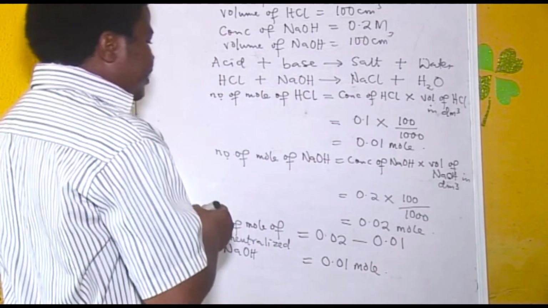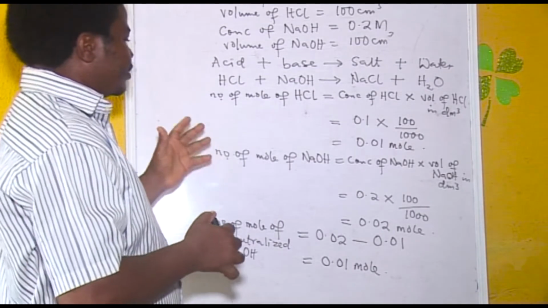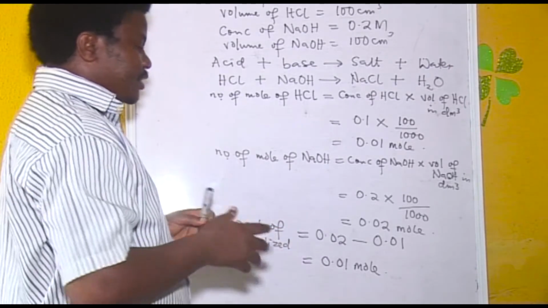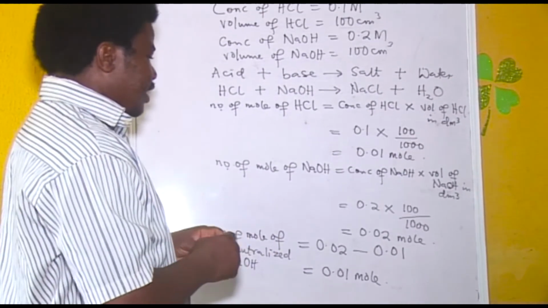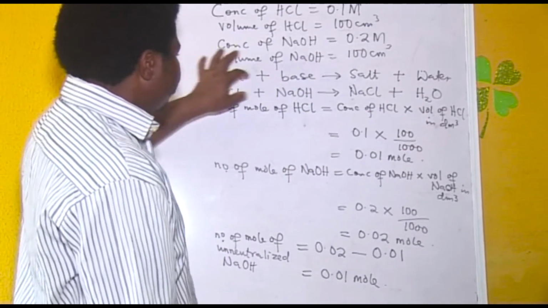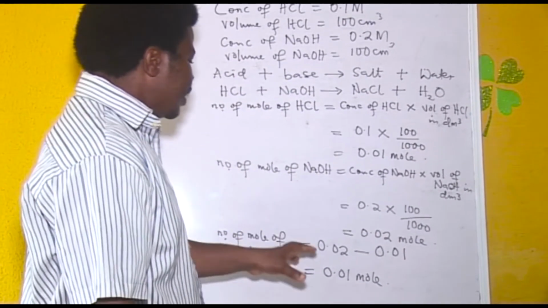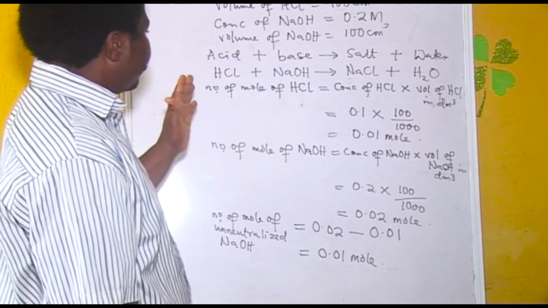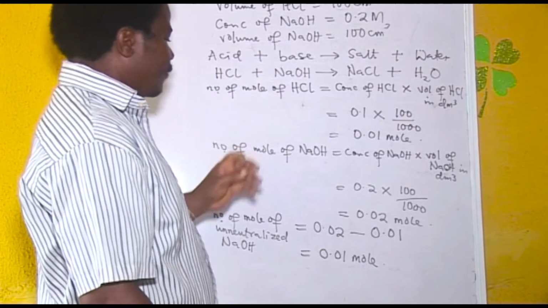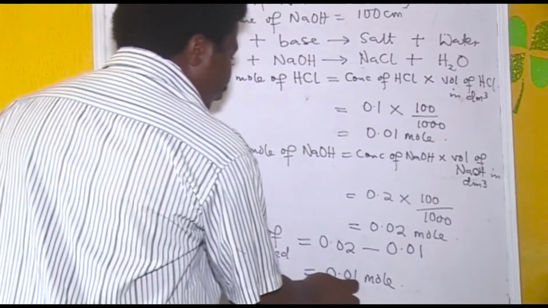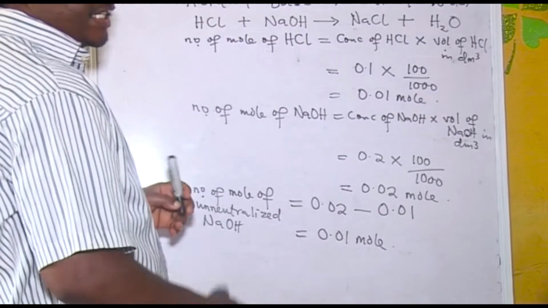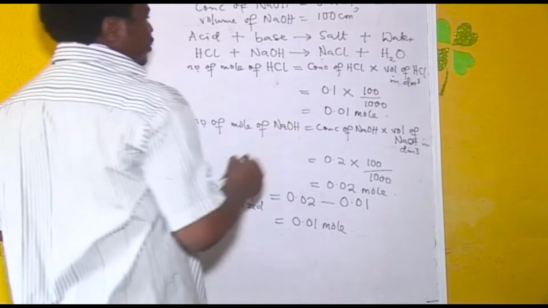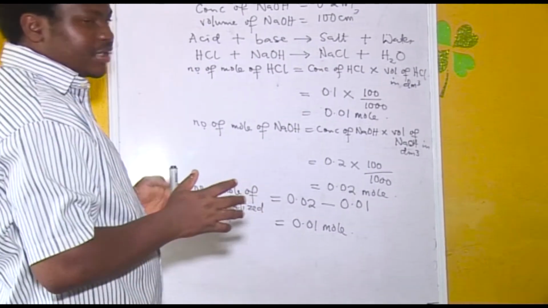So we have 0.02 mole of sodium hydroxide reacting with 0.01 mole of acid, which does not mean that the entire 0.02 mole will react. No, since the mole ratio is 1:1, 0.01 mole of HCl will only react with 0.01 mole of NaOH. So we have 0.01 mole of NaOH in excess, and that will appear on the product side. So definitely the product is basic.